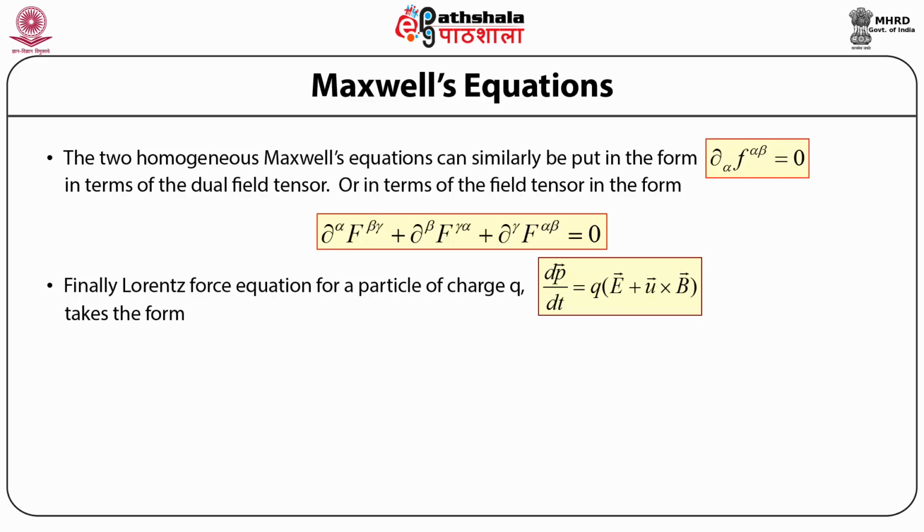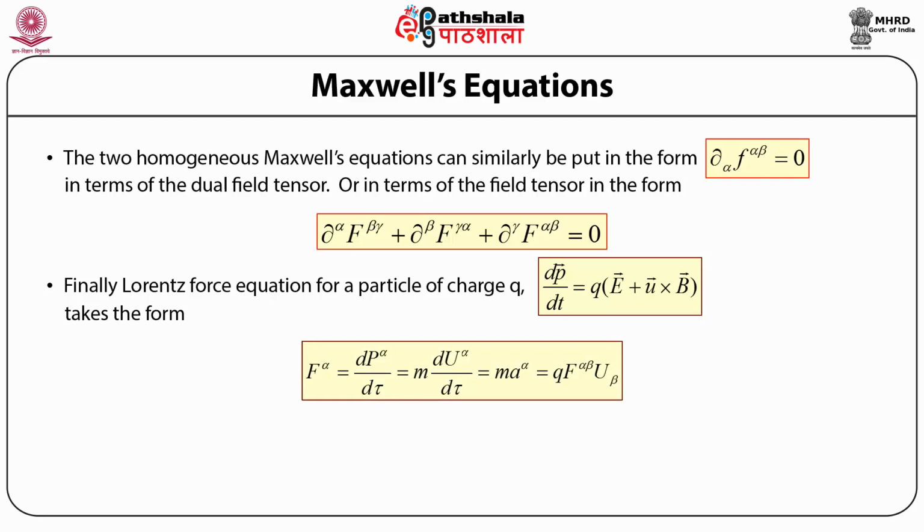So this Lorentz force equation in the tensorial notation takes the form F superscript alpha is equal to d by d tau acting on p superscript alpha, where tau is the proper time and d by d tau represents the derivative of the quantity p superscript alpha with respect to the proper time, where p superscript alpha is the momentum four vector, and this is equal to m times d by d tau acting on u superscript alpha, and this is equal to m times a superscript alpha, and this can then be written as q times capital F superscript alpha beta times u subscript beta, where m is the rest mass of the charge, F superscript alpha beta is the field strength tensor.